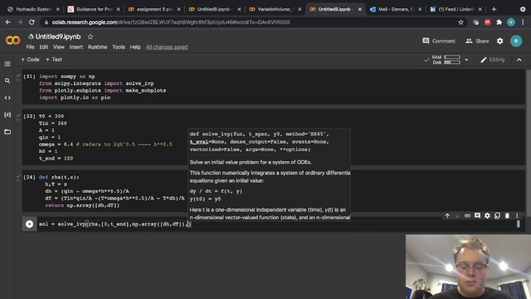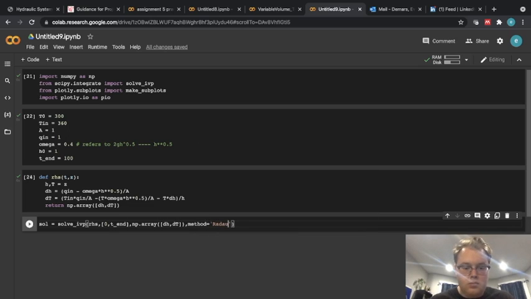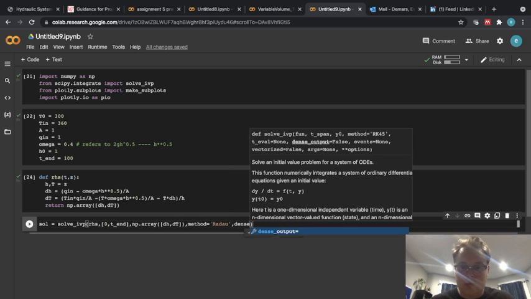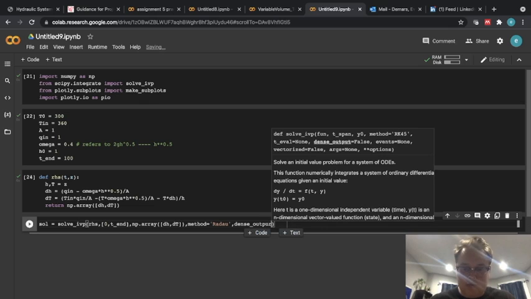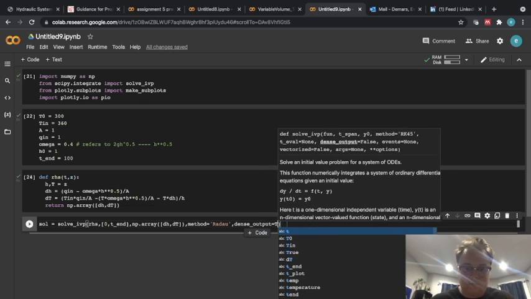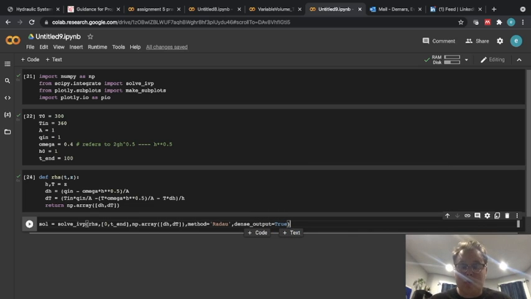And then it's asking for method. So I'm going to be using the Radau method for this. And now it should be asking whether or not the dense output should be equal to true or false. So my dense output is going to be equal to true. Dense underscore output equal to true. And this will help when we're plotting out our two equations later. And then dot solution.